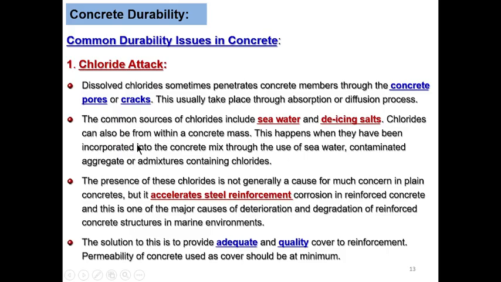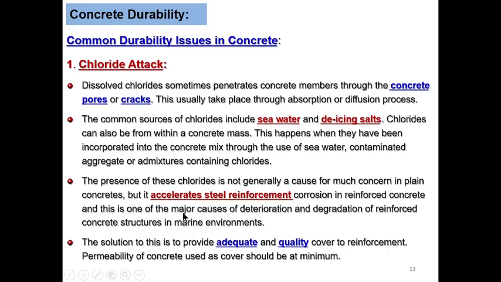Now, chlorides can also come from within the concrete mass. This happens when they have been incorporated into the concrete mix through the use of contaminated water or seawater, or whether they are found in the aggregate or the admixture. But however it finds its way into concrete, it will bring problems to the resulting concrete. Now, the presence of chloride is not generally a cause for much concern in plain concrete, but it accelerates steel reinforcement corrosion in reinforced concrete.